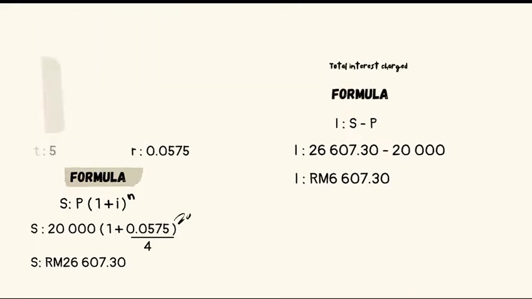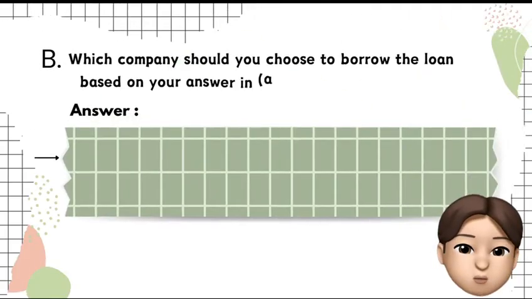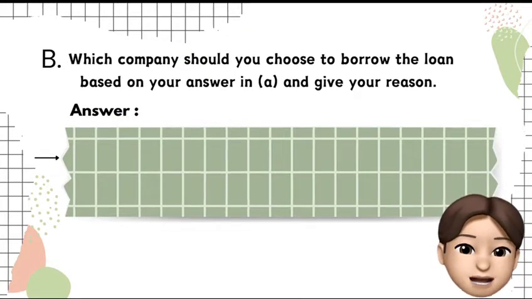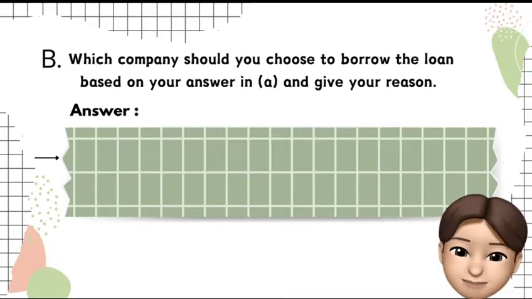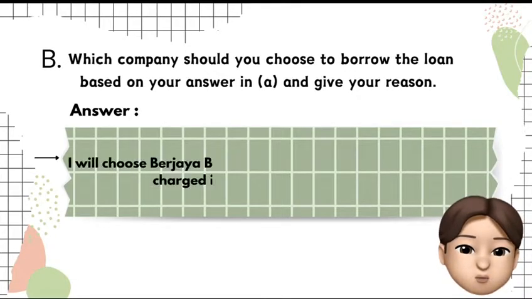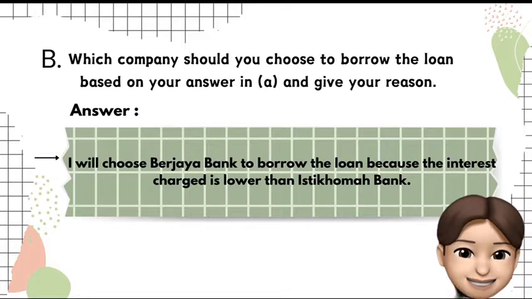So, next question is B. Which company should you choose to borrow the loan based on your answer in A, and give your reason? So based on our answer just now in A, I will choose Batrisya Bank to borrow the loan because the interest charge is lower than Istiqomah Bank.